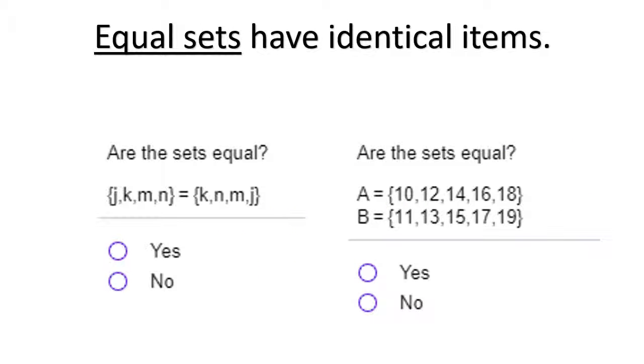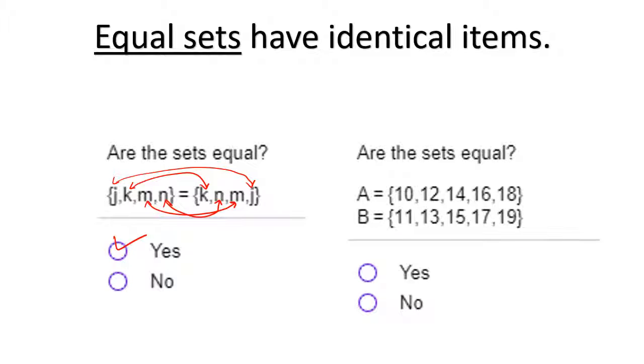Now, equal sets have to have identical items, not just the same amount of items. In this first example, you notice I have a J in both the first and last set. I have a K in both the first and last set. I have the M in the first and last set, and I have the letter N. So even though the orders are different, these are the 4 identical letters in each set. So are these equal? Yes.